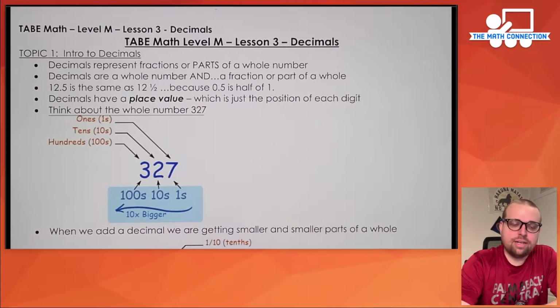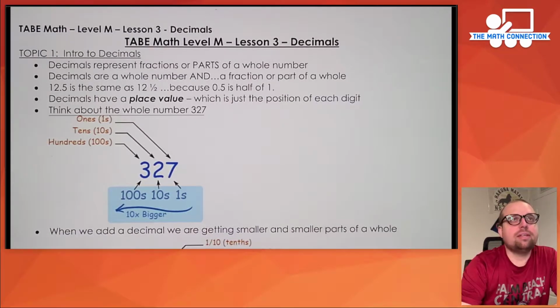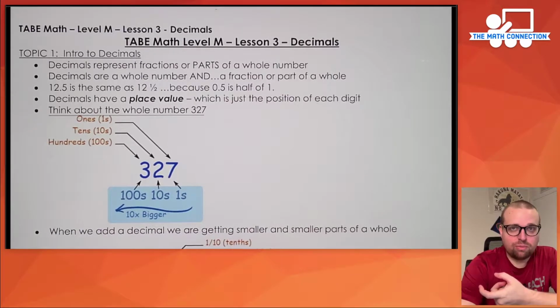So let's dive in and start talking about decimals. There's four things we're going to discuss when it comes to decimals. The first thing is going to be about what is a decimal, how do you read it, and what are the parts of a decimal. A decimal represents a fraction or a part of a whole number. A decimal is a combination of the whole part, then a decimal point, and then the decimal portion, which represents a fraction.